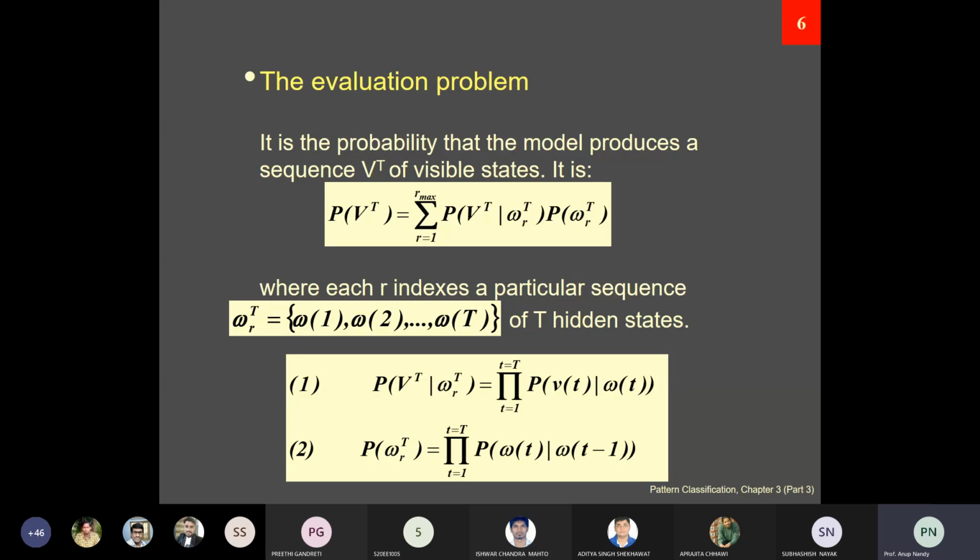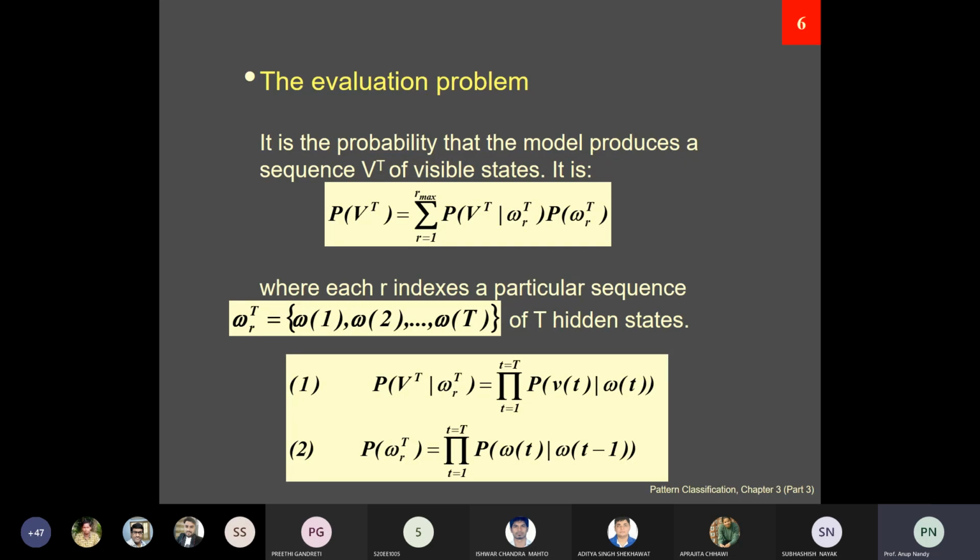If W is a total sequence, out of W we are going to have one of the sequences. So that's why R indicates the particular sequence. That's why it is written W^R_T is equal to W1, W2 till WT. So capital T means you have a set of total sequences, and the length of the sequences is T.